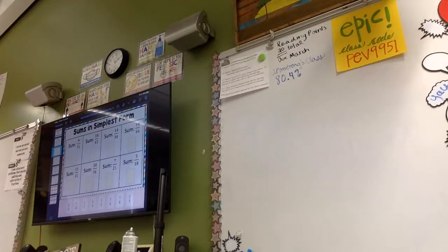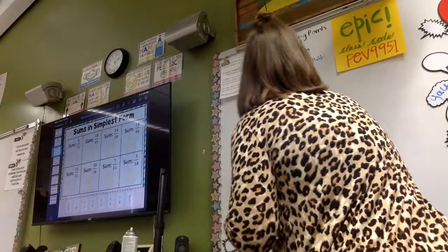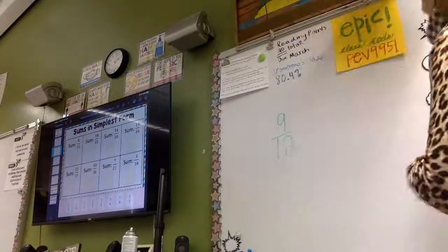Now, a lot of the times when you're dealing with fractions, you may get an answer, but it may not be in simplest form. So you have to turn it into simplest form, or tests like the ACT Aspire will count it wrong. So this is super duper important. Now, let's start with 9/12.